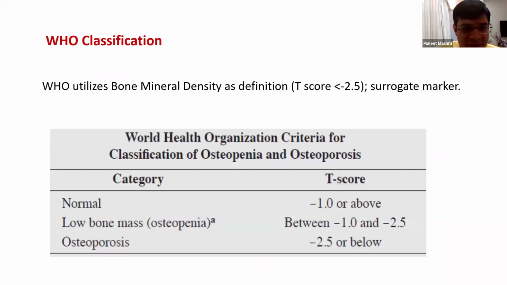So this is the WHO classification for osteoporosis. Based on your DEXA scan, they use a T-score of minus 2.5 or below. Or if anybody has had a fragility fracture, meaning a fracture with minimal trauma, a fracture from a standing height, it is called an osteoporotic fracture or a fragility fracture.